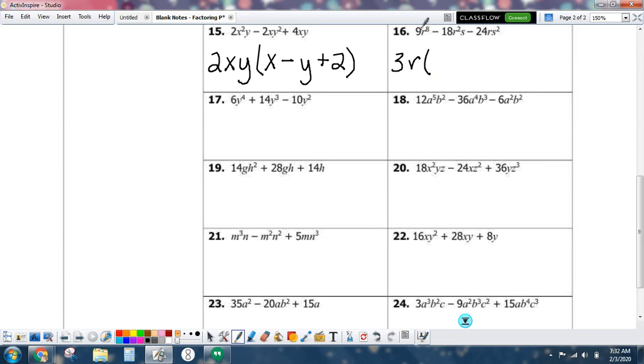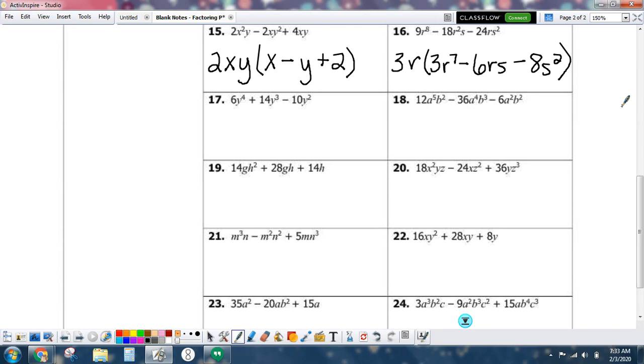So now I have 9 divided by 3, and 9 divided by 3 is 3. r to the 8th divided by r, that's 8 minus 1, that's 7. Minus 18 divided by 3, that's 6. And then r squared minus r, that's just 1r, and then the s. And then minus 24 divided by 3, that's an 8. R divided by r is 1, but s squared doesn't have a match, so I'm going to go ahead and write that. All right, so we're going to do 17, and then I'm going to have you try the rest.